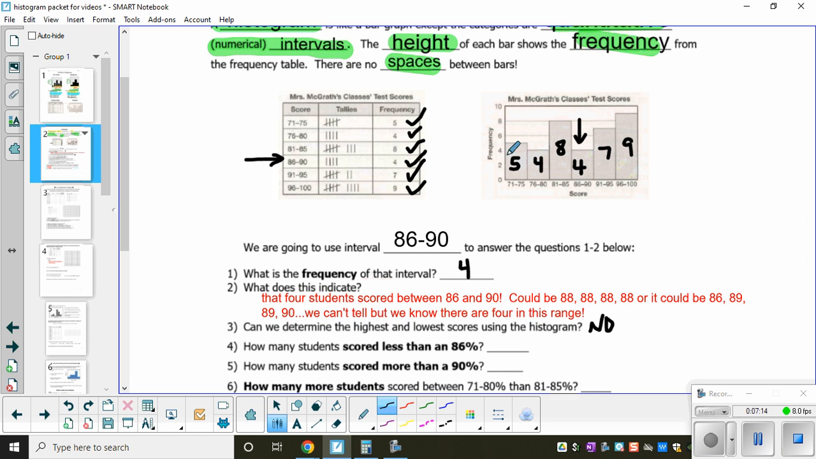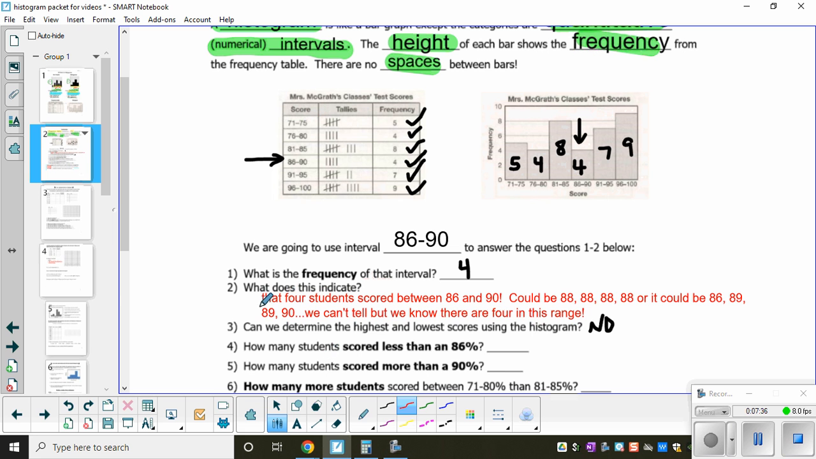Similarly, we could not tell the lowest score, even though I see 5 students got between a 71 and a 75. I have no way of knowing if those students got 71s or 72s or so on. They could have all gotten 75s, or one of them could have gotten a 71. So again, I cannot tell what the highest and the actual lowest scores are.